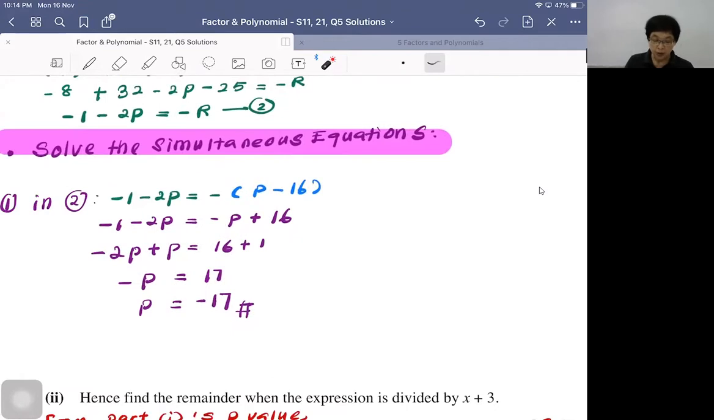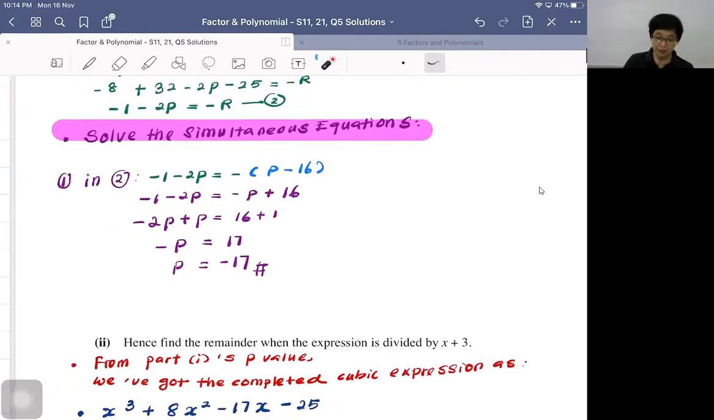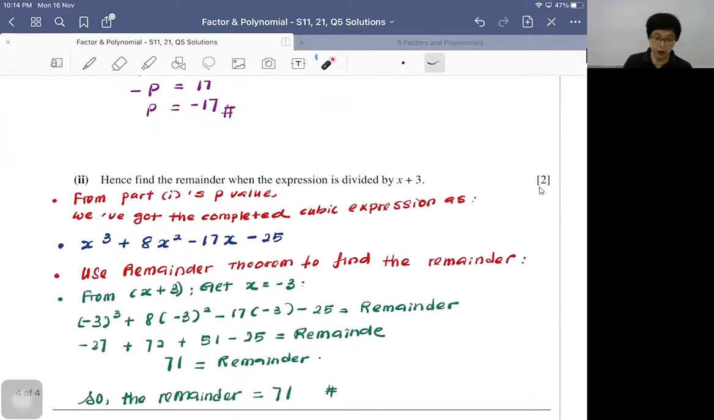Then after the careful and accurate substitution, I'm sure the journey that follows will be much easier. You will just have to simplify and solve the linear equation with elimination of the r. Now you are only left with p, and as you go on, that's how you conveniently arrive at p equals negative 17. All right, congratulations, we have done part 1. Let's move to part 2.